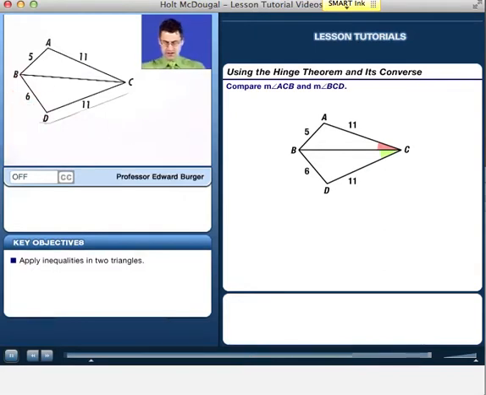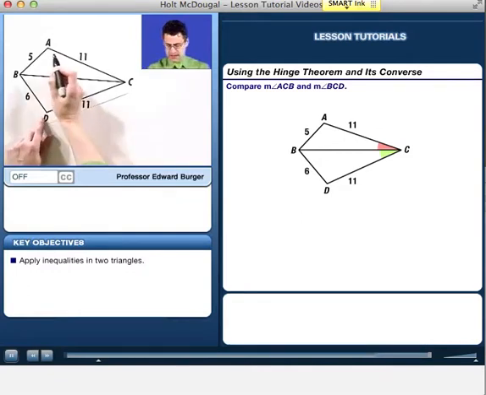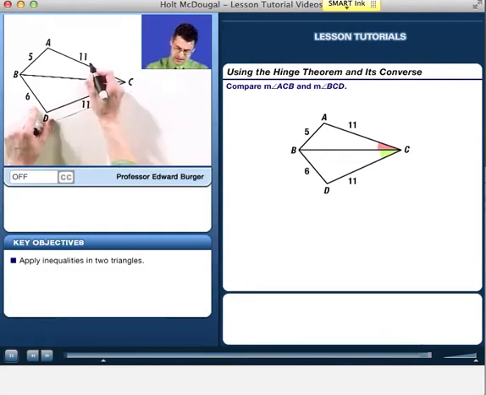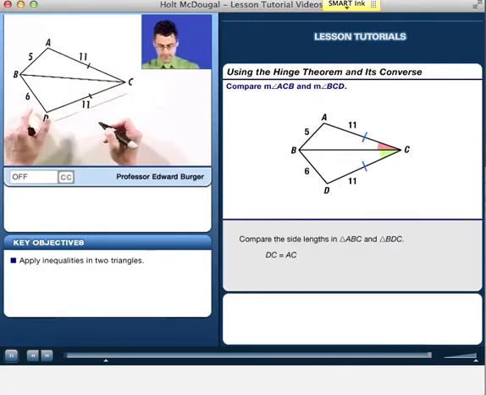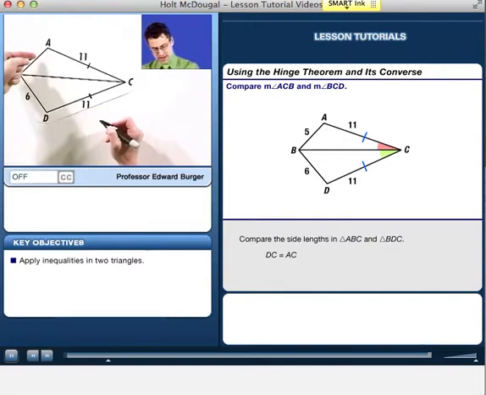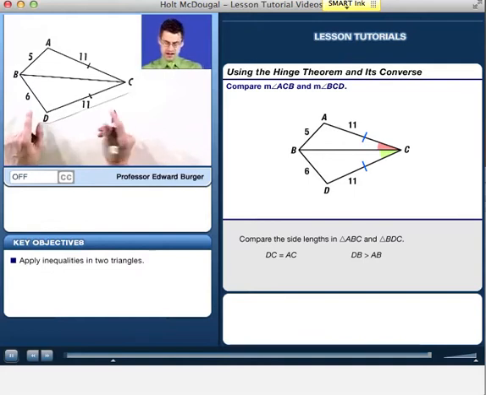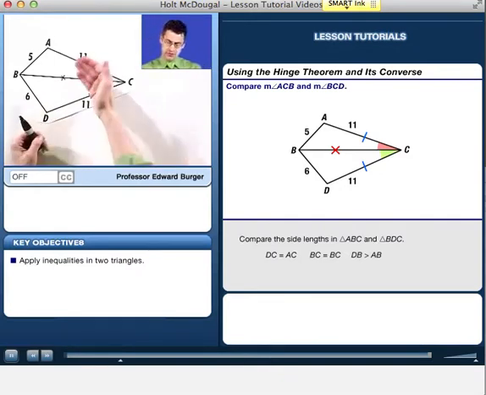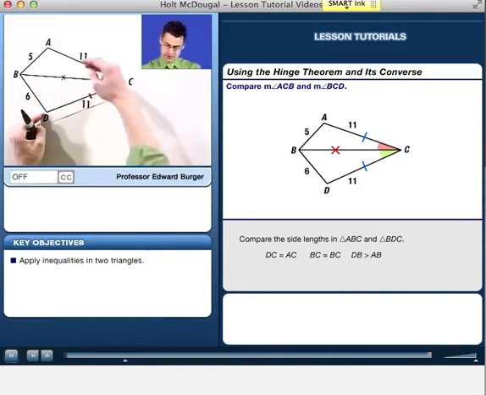Well, I have two different triangles, and I know the measures of some of the sides. In fact, you can see that since the length of AC is the same as the length of CD, these sides are congruent. But notice that this has length 5 and this has length 6. These are not congruent. However, they share a side. Don't forget about poor BC. And so look what I have. I have two triangles where I have two pairs of sides that are congruent.